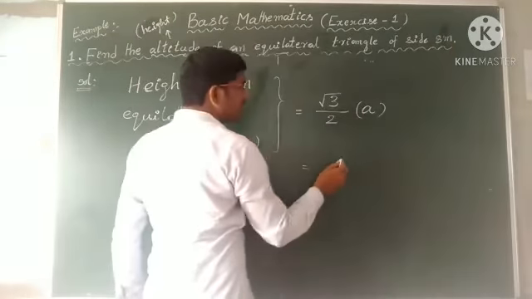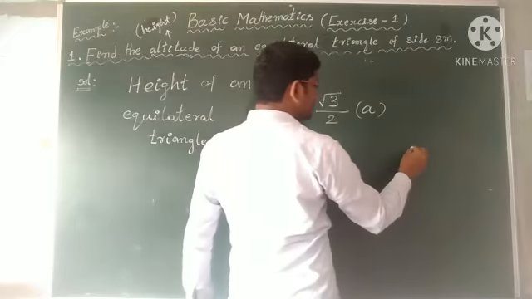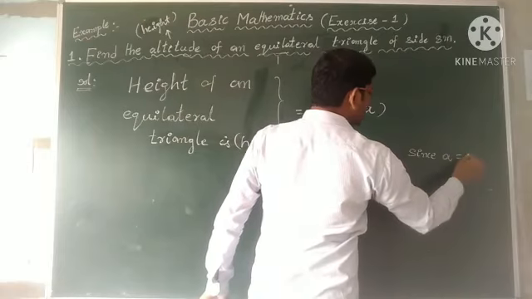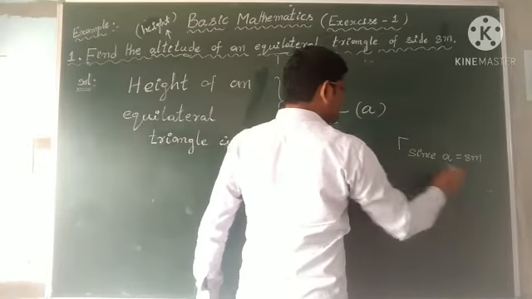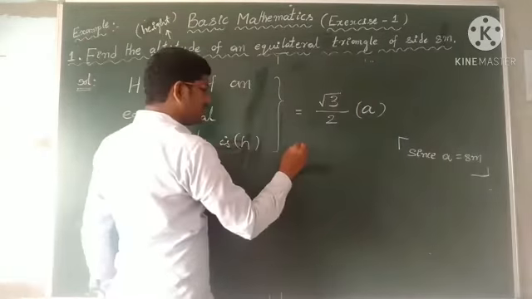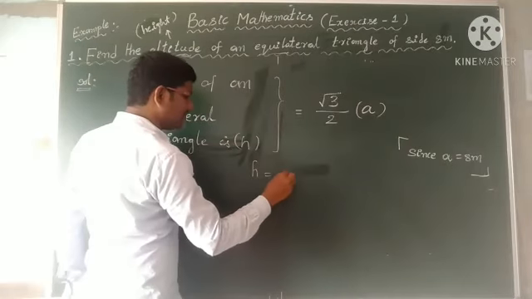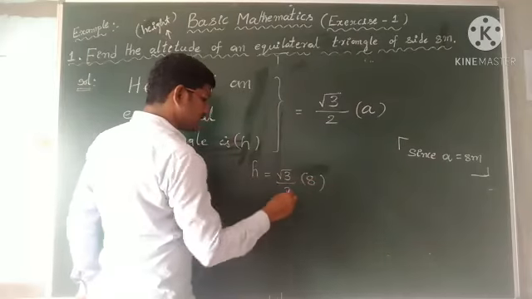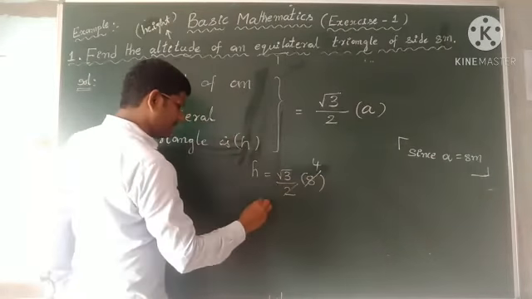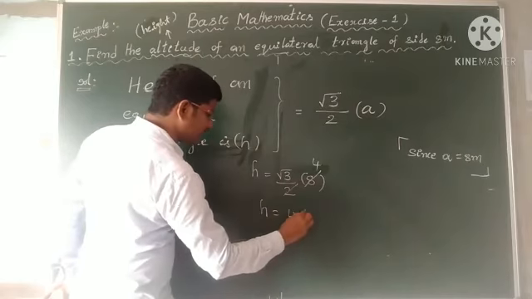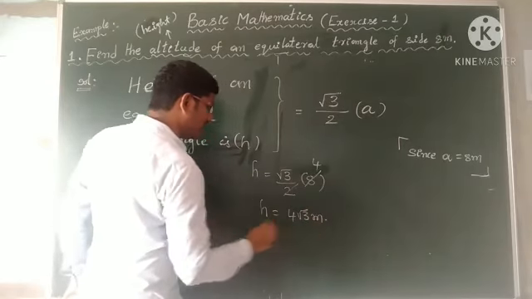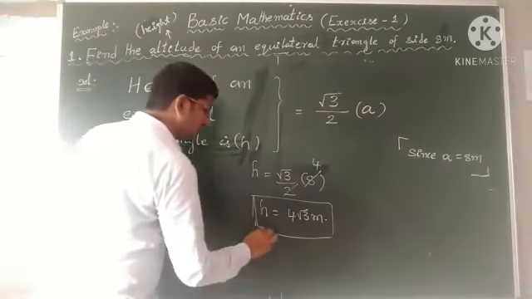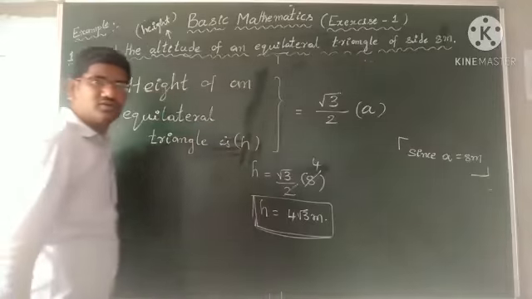So here a is given. Since a is 8 meters, they have given this value, then we will get the height of the triangle. Height of the triangle will be root 3 by 2 into 8 meters. Cut with 2 fours are, then height of the triangle is 4 root 3 meters. So height of an equilateral triangle, we got h is equal to 4 root 3 meters.